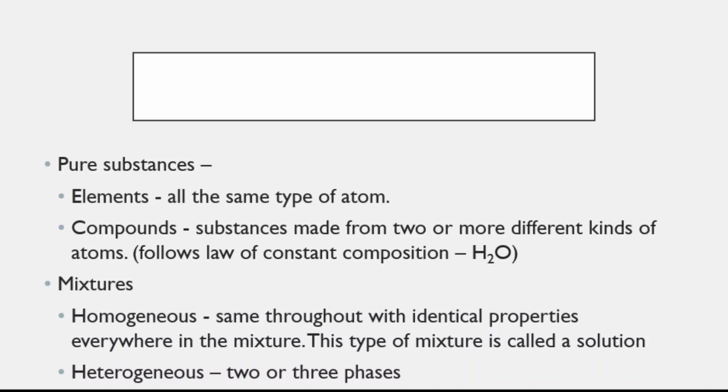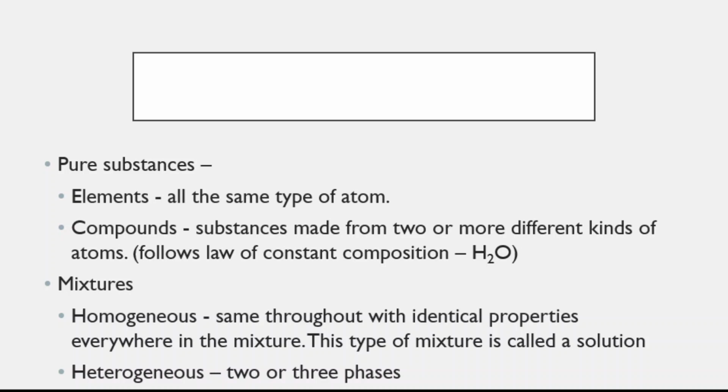Whereas compounds are substances that are made from two or more different kinds of atoms, but they must follow the law of constant composition. So for example, H2O has two hydrogens, one oxygen. The law of constant composition says that if you have water, it's always going to form in that ratio. There's not going to be some crazy scenario out there where there's a different ratio of hydrogen to oxygen and that's still water. It becomes a different substance at that point.